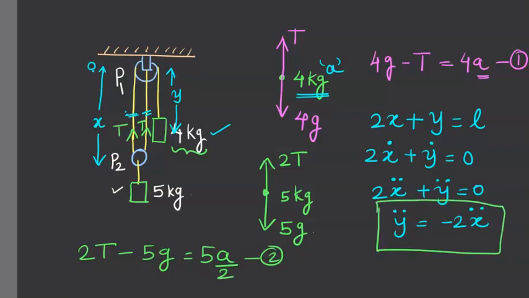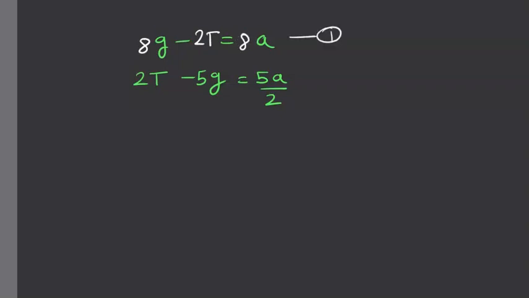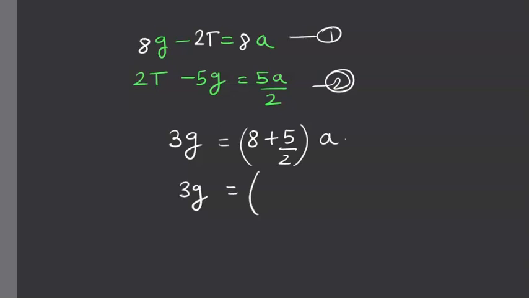Now we have to solve these two equations, 1 and 2. So let me write these two equations again. So let's multiply the first equation by 2. So this will become 8g minus 2T is equal to 8a. Now we have to add these two equations, 1 and 2. So adding this, we will get 8g minus 5g is 3g, and 8 plus 5 by 2 times a, right? So this is 3g is equal to 16 plus 5 divided by 2 times a.